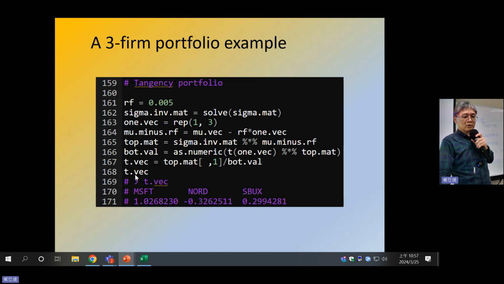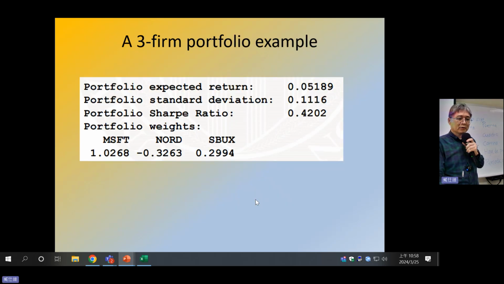Okay, so you can use this and combine them together, and then you can find the t vector. The t vector denotes the weightings for 3 stocks on the tangency portfolio. So you can see Microsoft will have 1.02, and Nordstrom will have a negative 0.32, and Starbucks will be 0.299. Okay, so this is the same as the slides here. This is how we calculate the weighting for the tangency portfolio.